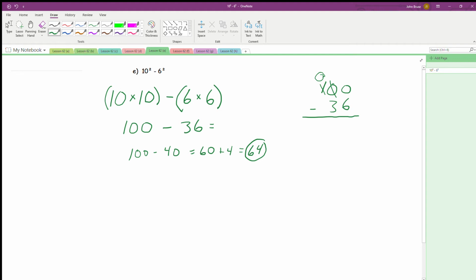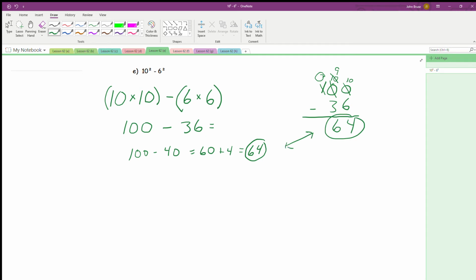And if 100 that I borrowed would be 10 tens. Now I can borrow one of those, so I'm going to make that 9. And one of those tens would be 10 ones. So I can now take 6 ones away from 10 ones, and that leaves me with 4. I can take 3 tens away from 9 tens, which leaves me with 6. And there's no hundreds, so this is also my answer. And these match, so we're good to go.